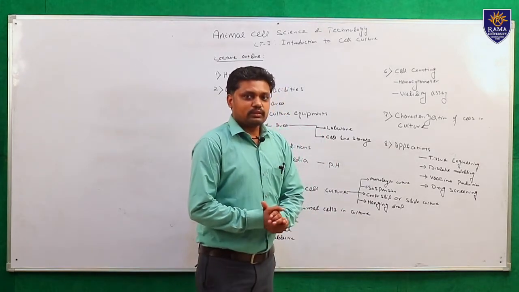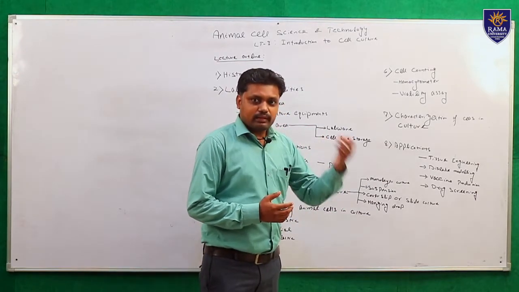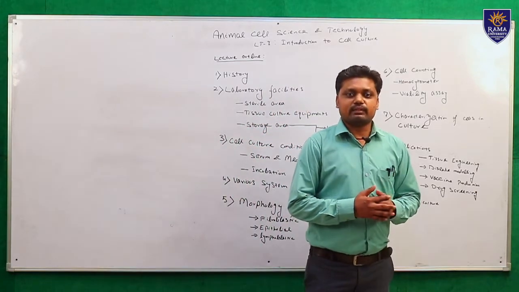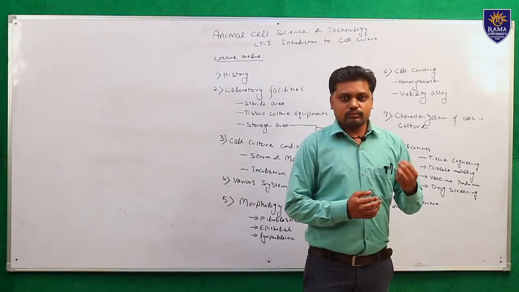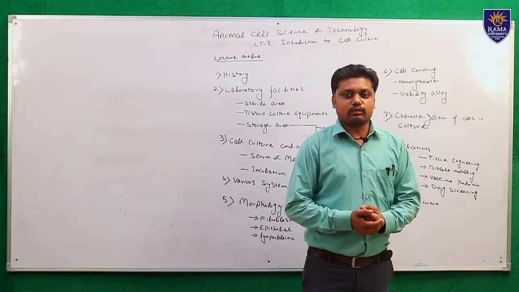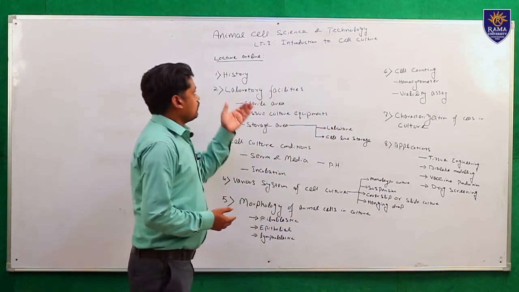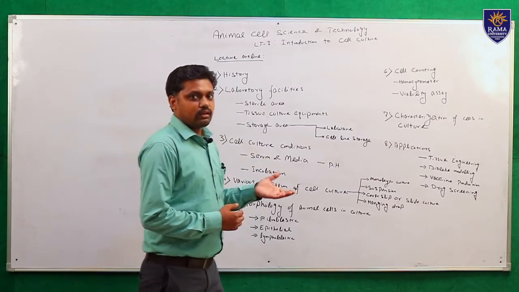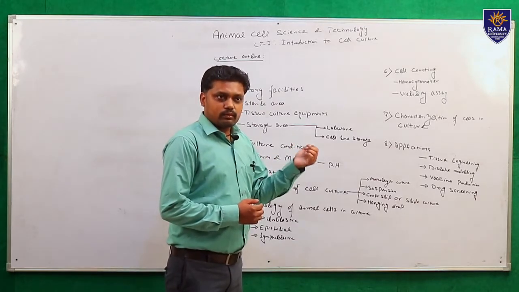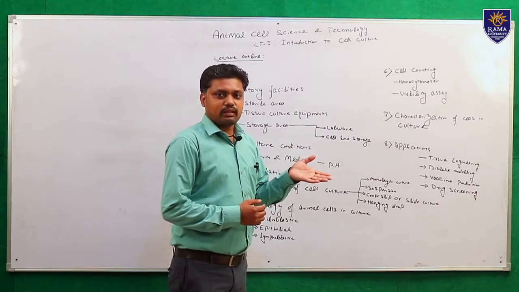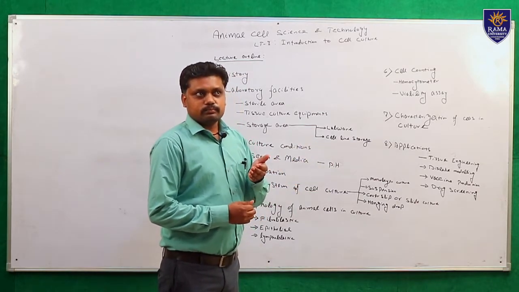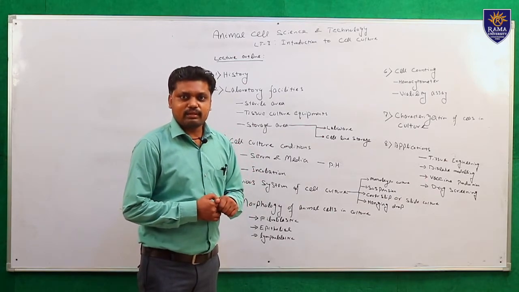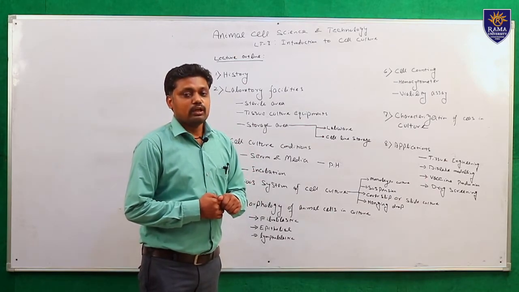Let us start with the history of when animal cell culture was first established. The history dates back to the 19th century. Its foundation was first laid down by a scientist named Joly in 1903, which was further carried out by the scientists Harrison and Carrel. Harrison did it in 1907 and Carrel did it in 1912.